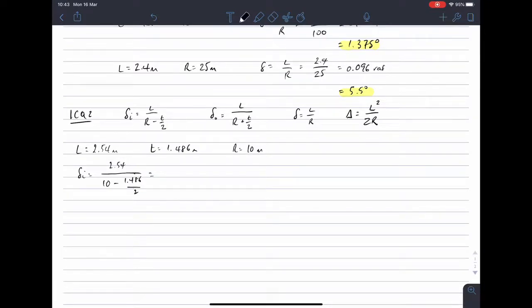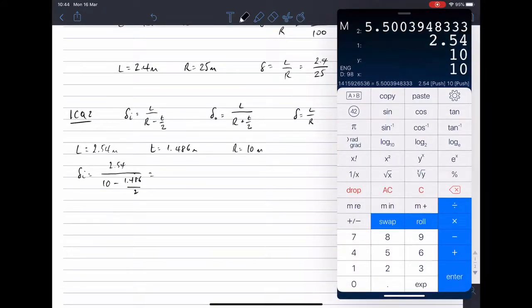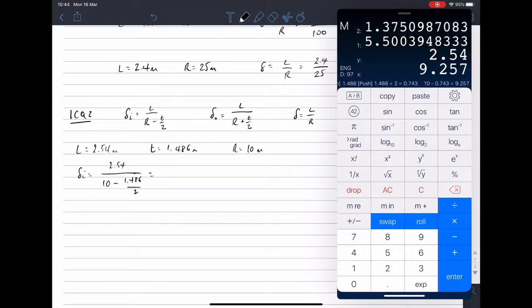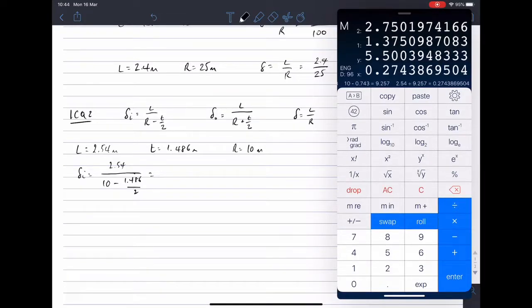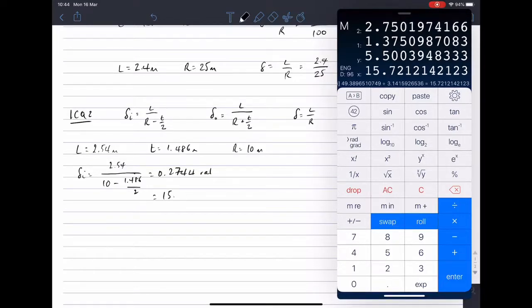So doing that on the calculator, 2.54, we've got 10, 1.486, 2 divided by, subtracted from 10, divided by that, we get 0.2744 radians. Okay, times that by 180 divided by pi, we get 15.72 degrees.